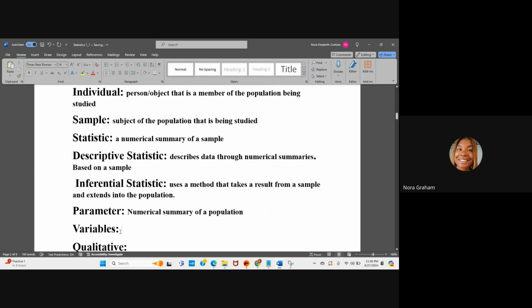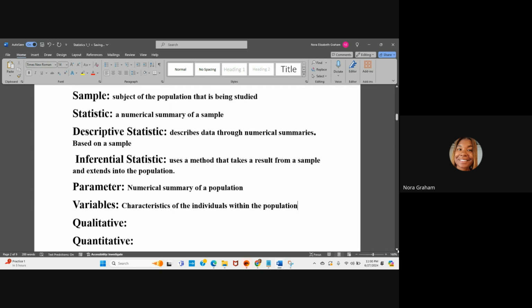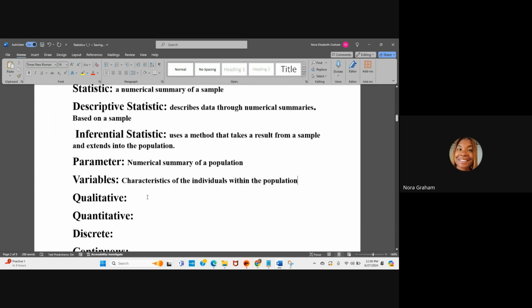Then we're also going to have variables. Variables are characteristics of the individuals within the population. Like I said, we're going to see what that looks like in a chart of data.